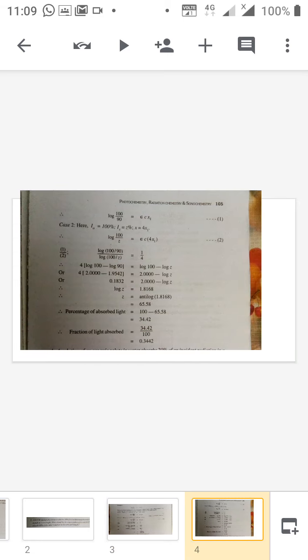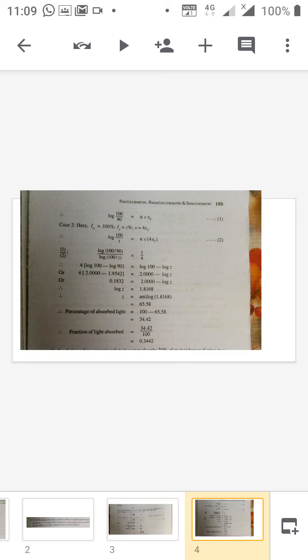Now we move into the third problem. The third problem is not given in the presentation. I will read out the third problem.